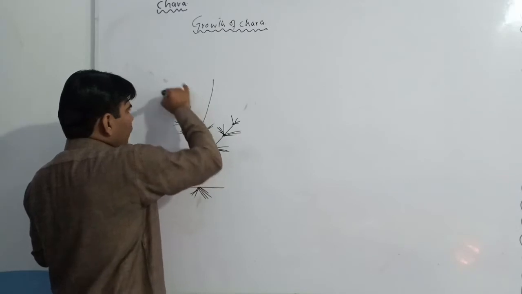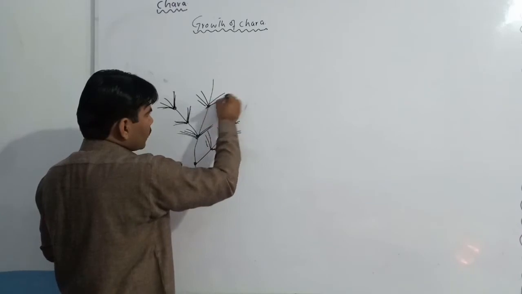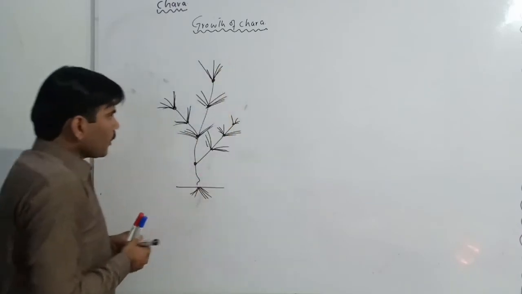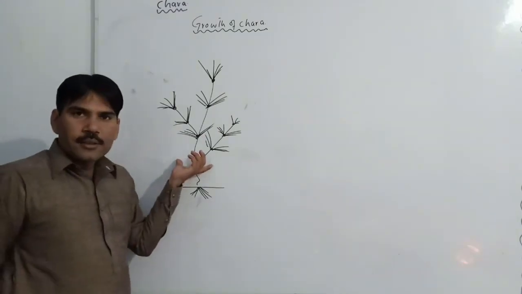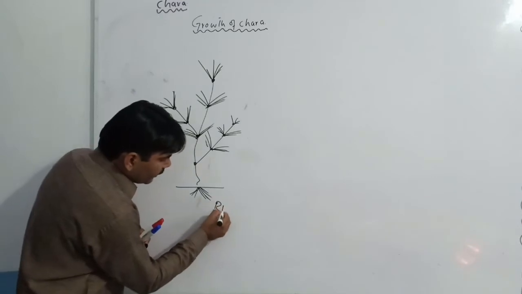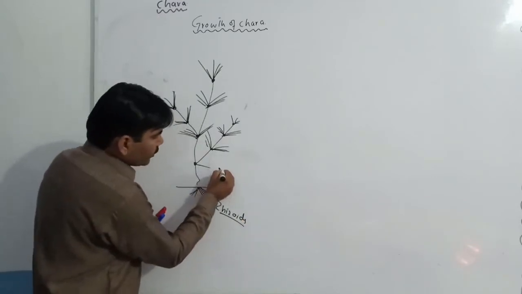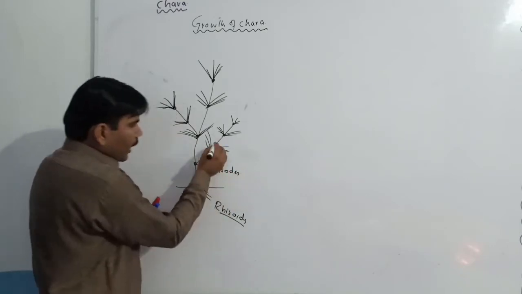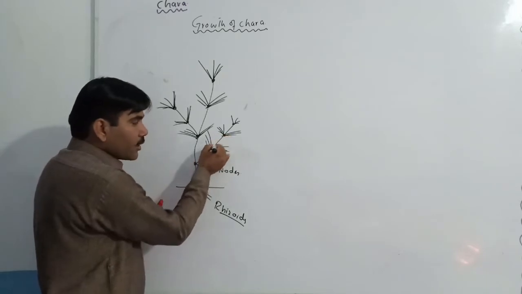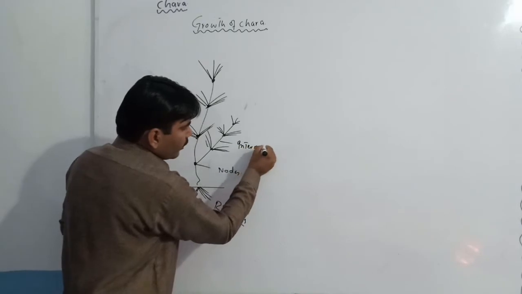This is the apical portion of a branch. So basically it is the diagram of a plant body of a chara. These are known as rhizoids. These are known as nodes, and this is a node and this is also a node, and the distance between two nodes is known as internodes.